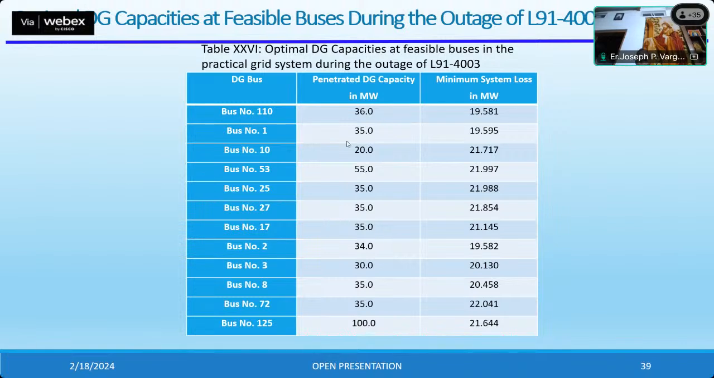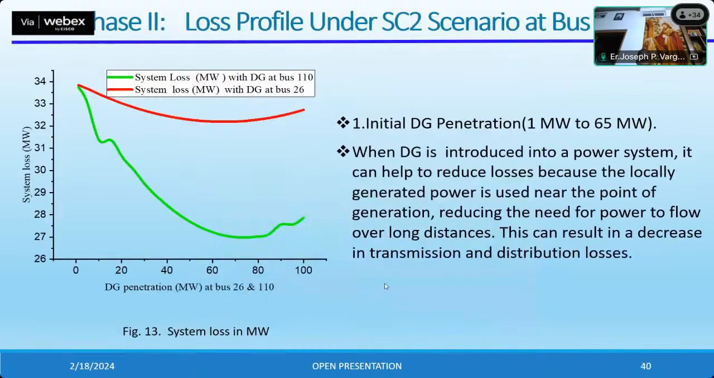And we are getting other values also. The buses, bus number 1, the value is this one, bus number 10, and also bus number 25, the values of DG and the minimum losses of the respective optimal capacity of each bus are recorded here. And this is the comparison of the Cochin International Airport, that is Sial bus 26 and our optimal bus 110.